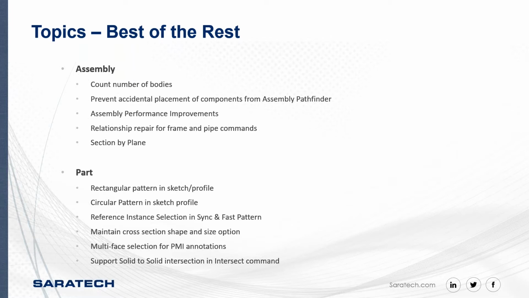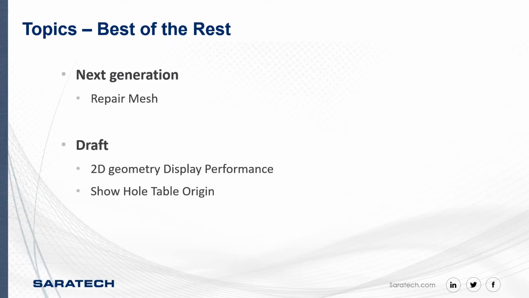Then the next section we're going to look at is parts: the rectangular pattern and sketch profiles, circular pattern and sketch profile, the reference instance selections, maintaining the cross selection shape and sizes, the multi-face selection for the PMIs, and support for solid to solid intersection and the intersect command. So the last part is the next generation with the repair meshing. And the last section we'll cover is the draft for the 2D geometry, display performance, and the show hold table origin. So the first part we're going to get into is the lofted flange.